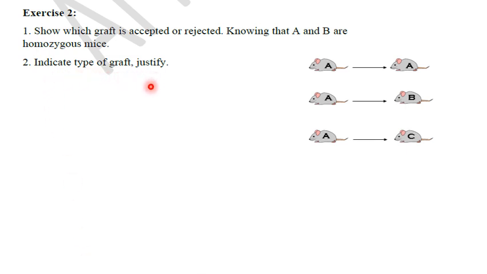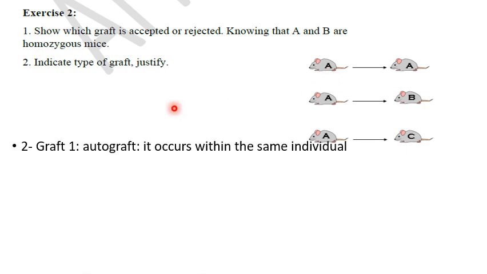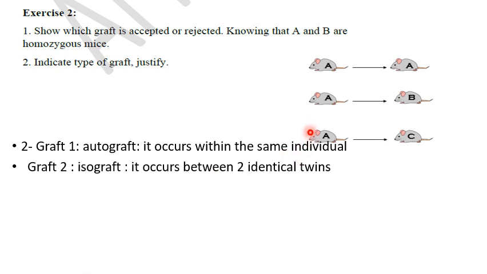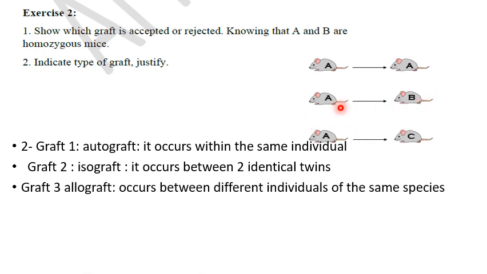Indicate type of graft and justify. The first graft occurs within the same individual, within the same mouse. So graft 1 is autograft, it occurs within the same individual. Graft 2 is isograft because it occurs between two identical twins or two homozygous mice that have the same HLA molecules. Graft 3 is known as allograft because it occurs between different individuals of the same species.